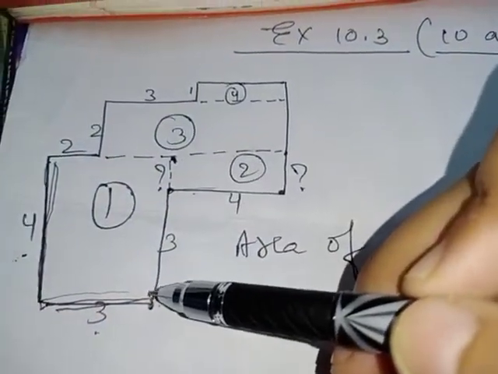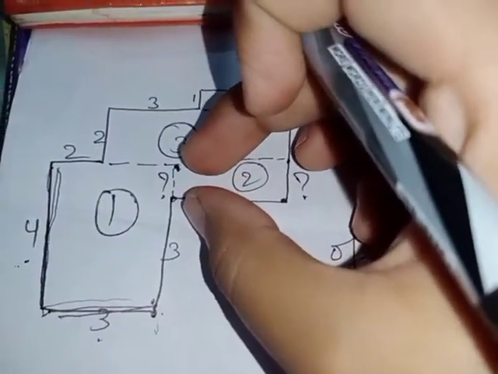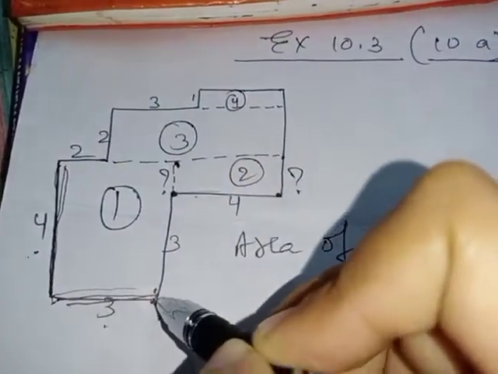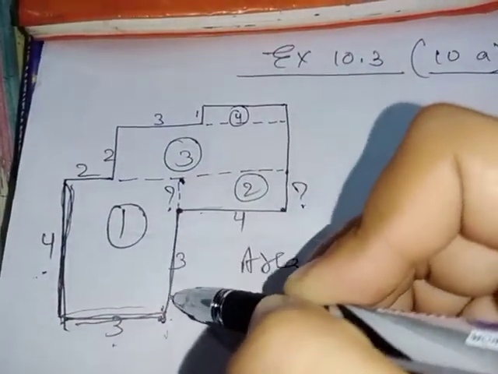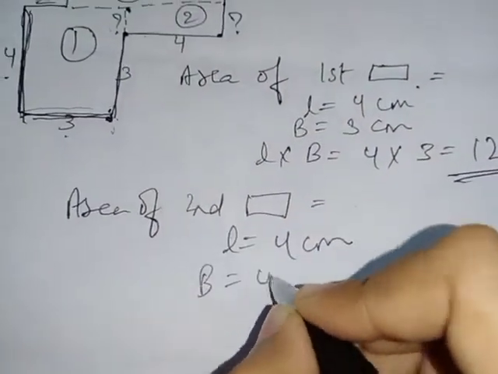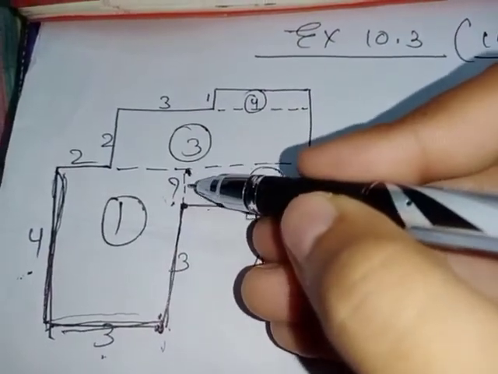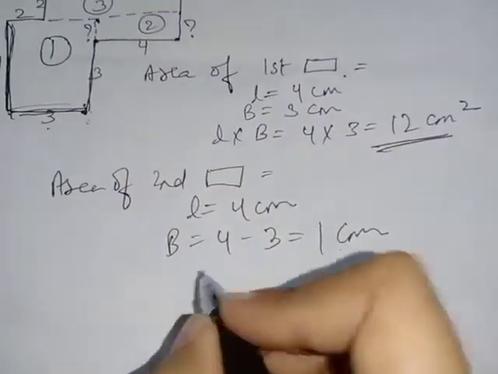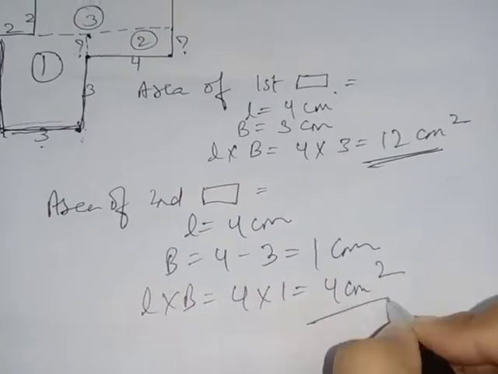But we do not want this complete, we want only this much portion. The figure has this portion as 3. So if this is 4 and this much is 3, we want only this much. So we can say 4 minus 3 equals 1 centimeter can be the breadth of this portion, for sure, right? So we get the breadth, that is 1 centimeter. L into B, 4 centimeter square will be the area of the second figure.